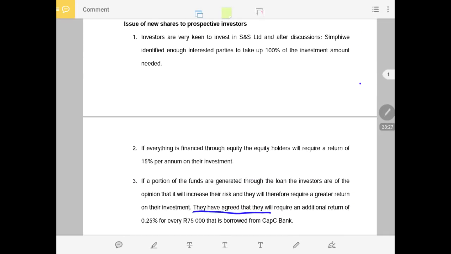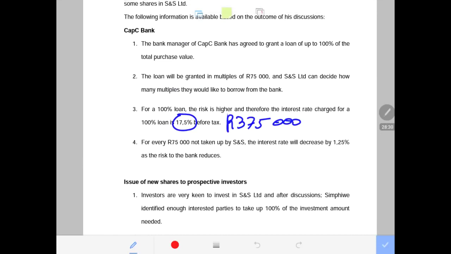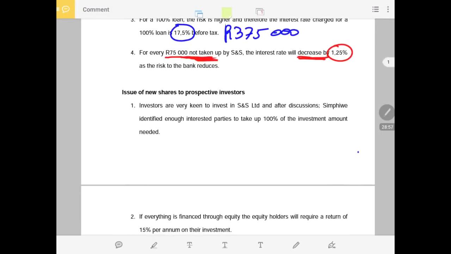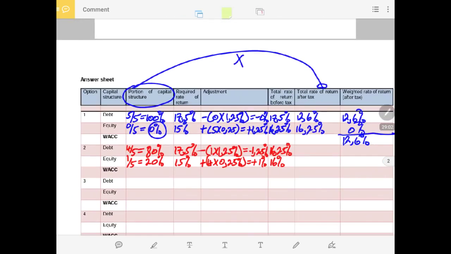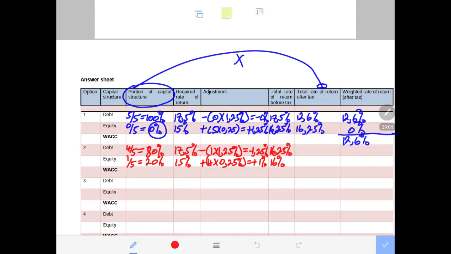Not forgetting, and just reminding you once again, that when it comes to the loan in the bank, for every 75,000 that is not taken, there will be a decrease in the interest on the loan by 1.25%. So we need to count how many 75,000 rands are not taken by the bank at a specific point of the funding combination. Therefore, we make sure that we reduce the interest on the loan by the respective figure. So now we continue to the same calculation.